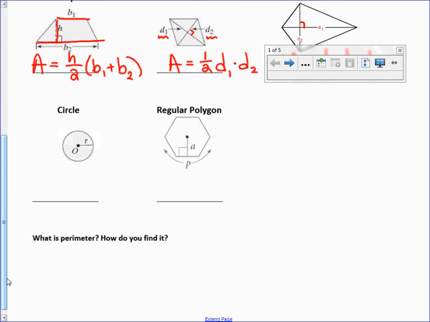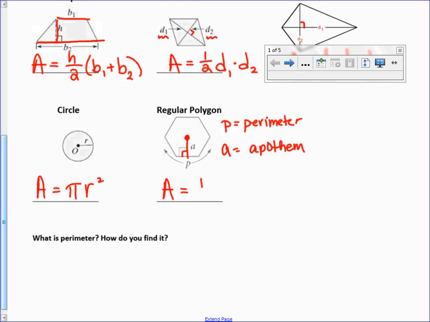All right, last but not least, we've got a circle and a regular polygon. A circle, the area of a circle is pi r squared. You should know that. The area of a polygon is completely new to you. The area of a polygon uses P and A, where P is the perimeter, and A is what's called the apothem. The apothem is the perpendicular distance from the center of the polygon to the outside edge. Okay, center to the edge, perpendicular distance. Perimeter, apothem. The area of a regular polygon is 1/2 AP. Area, perimeter times apothem divided by 2.